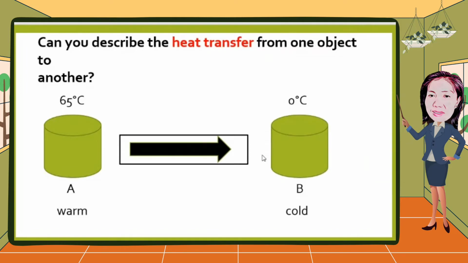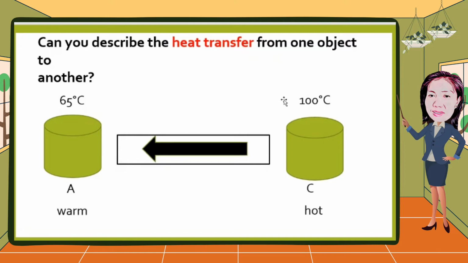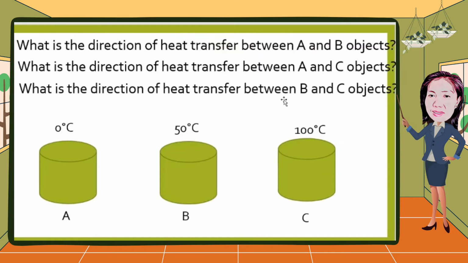How about this one? 65 degrees Celsius, the object A, and object B is 0. Ano? This is the answer. Okay, number 2. This one. Object A is 65 degrees Celsius, and object B is 100 degrees Celsius. So what is the direction of heat transfer? Left po. Okay, very good. So the answer is this one. Check. Ang galing naman.